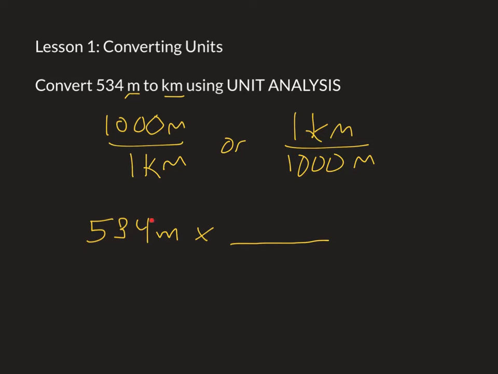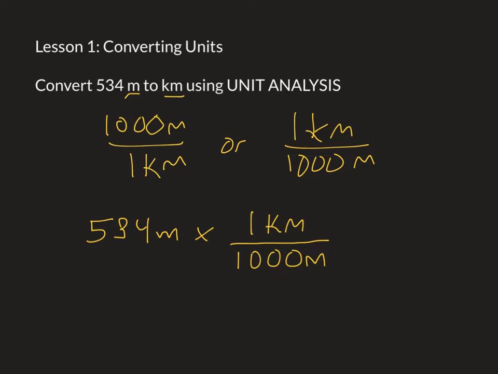So in the question, I'm given meters, and I want to get rid of meters. I want to turn it into kilometers. So what that means is I want meters to be below this line, which doesn't make a ton of sense right now, but if you let me go through it. So here we're going to use this one because meters is on the bottom, all right? So we're going to multiply by 1 kilometer over 1,000 meters.